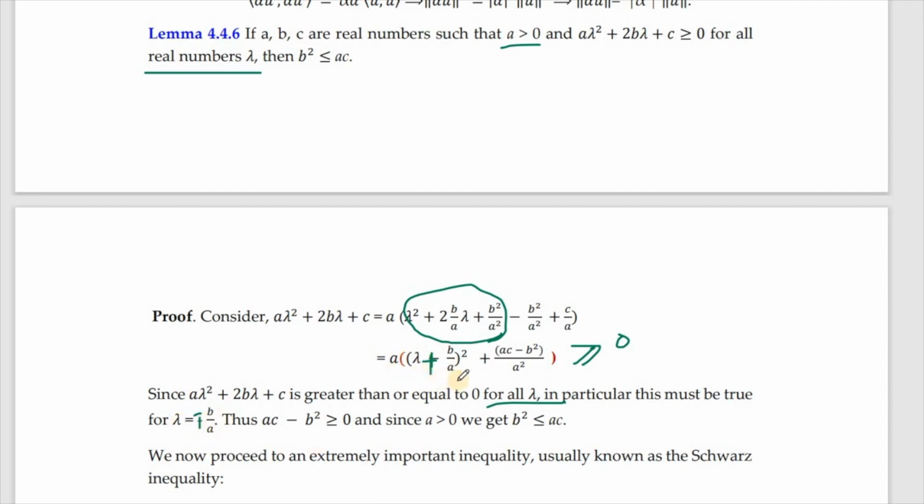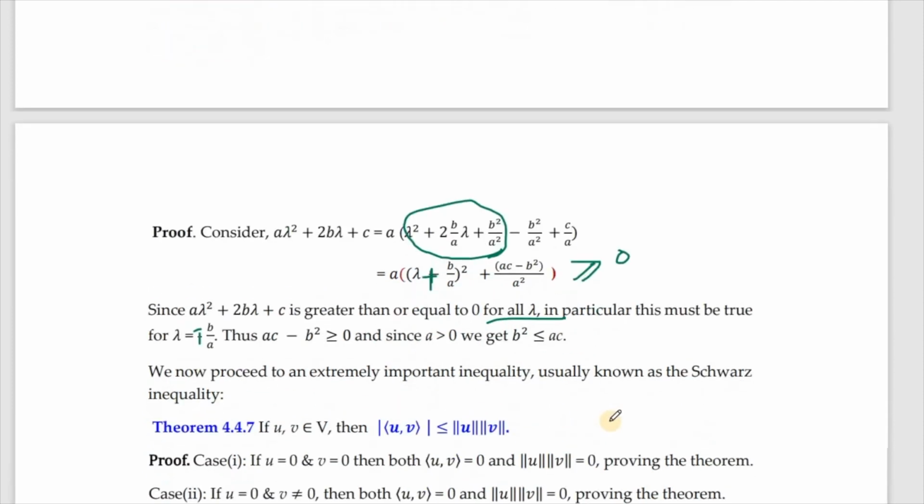So this one will vanish. You will be left with this. A is positive, so you can even cancel that. You are left with AC minus B square, which is greater than or equal to 0, because A is positive. So we get B square to be less than or equal to AC.